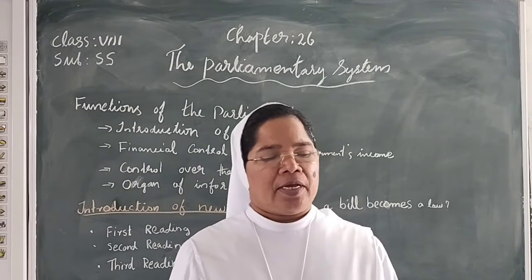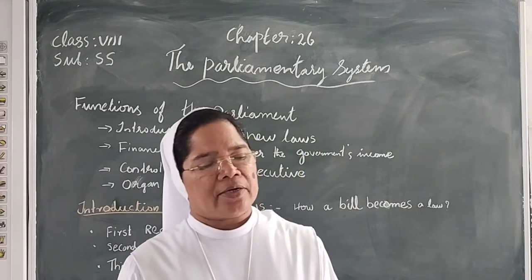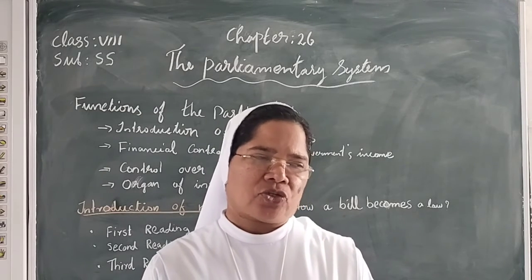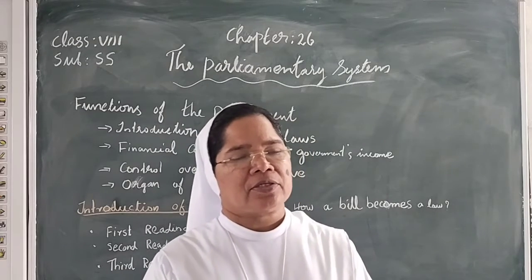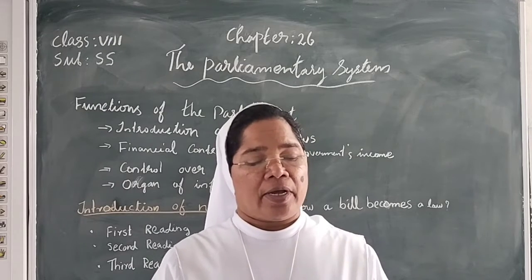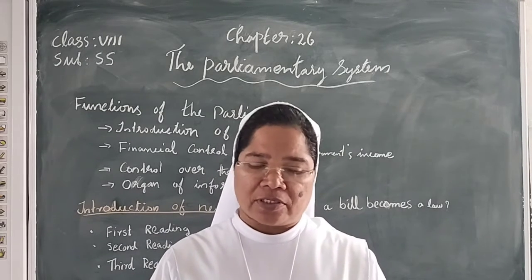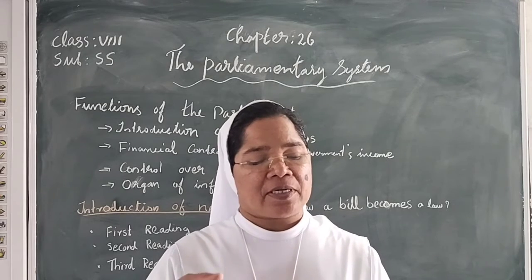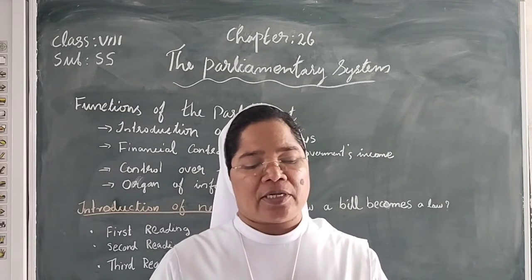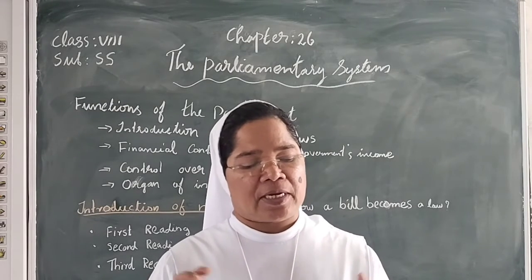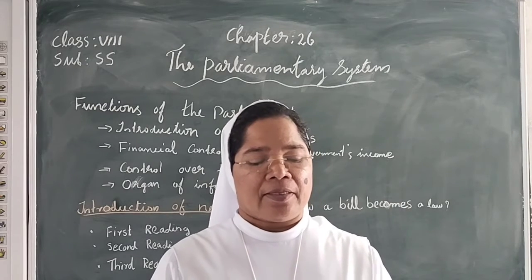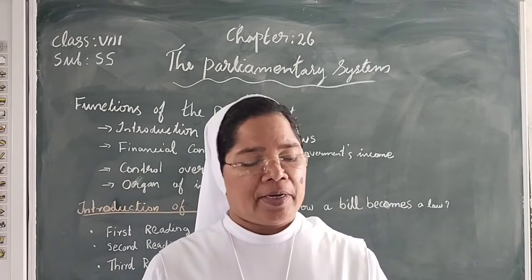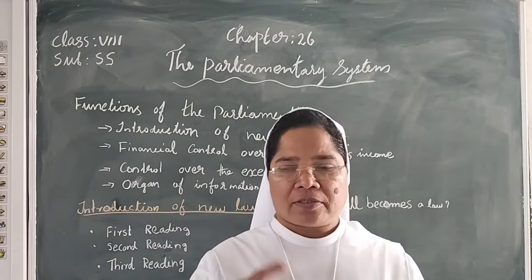Now let's look at the joint sitting. A deadlock arises when the bill is returned by the other house with some suggestions, but the house where it originated does not accept the suggestions. The President then summons a joint sitting of the two houses of Parliament. Such a joint sitting is presided over by the Speaker. The decision is taken by a majority of the total number of members of both houses of Parliament present and voting.